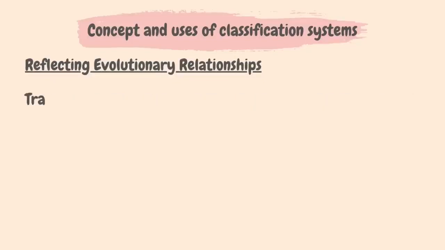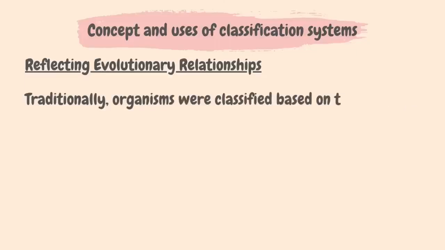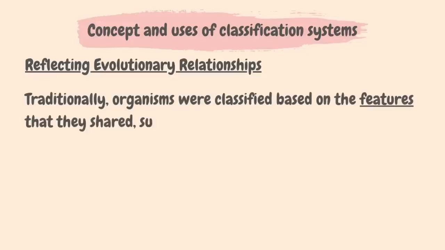Traditionally, organisms were classified based on the features that they shared. So it was understood that the more features they shared, the more closely related they were. However, this method of using similar physical features of species to categorize them has its difficulties and is not enough.